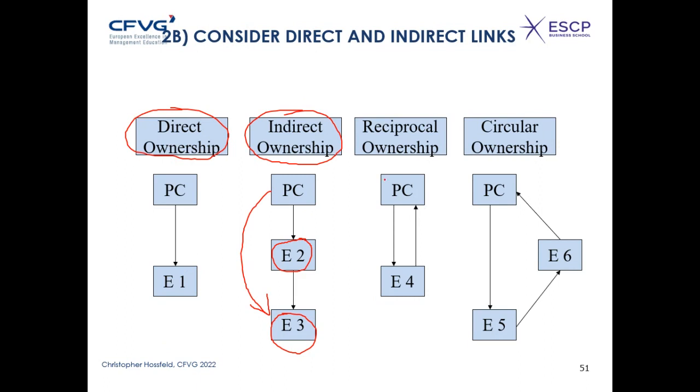Sometimes we may have a complex situation with reciprocal ownership, for example. So the parent has a stake in E4, but E4 also has a stake in the parent, which basically could raise the question, well, who is actually the owner of the company? Is PC, the parent company, really the parent company of E4? Or maybe E4 is the parent company?